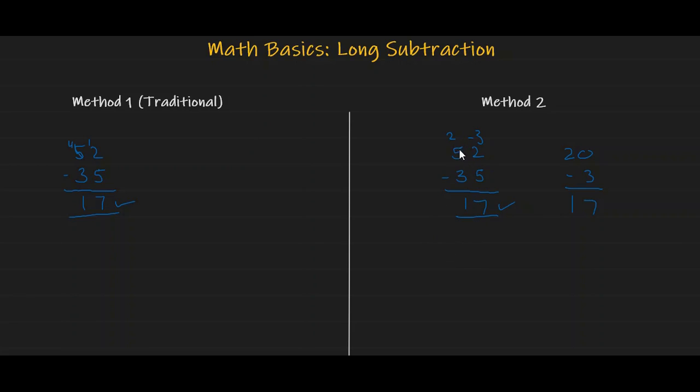Now for a smaller problem like 52 minus 35, this method would seem simpler. But as you go to more complex numbers, method 2 will be clearer because the top is not as confusing as this when the numbers grow. Well, let's go to the second example, and we will solve all our examples in this video using both methods.